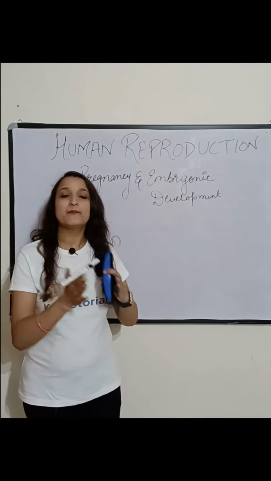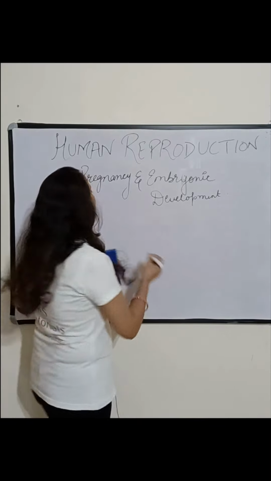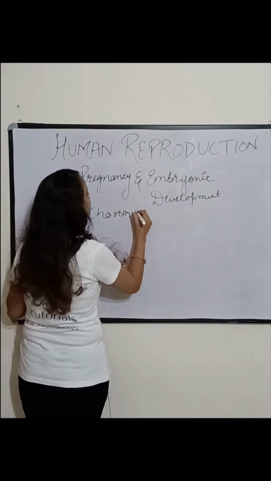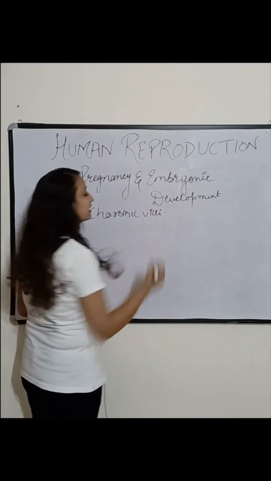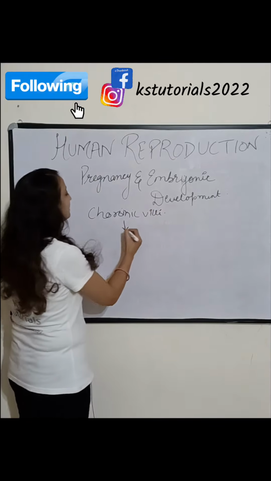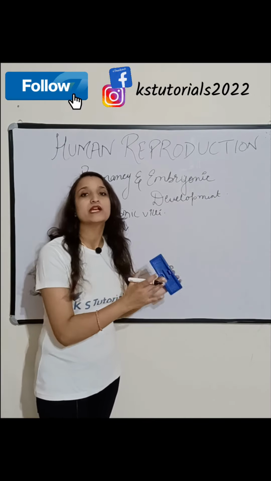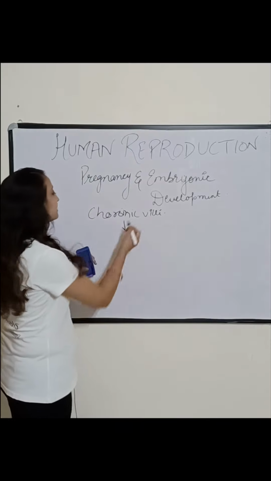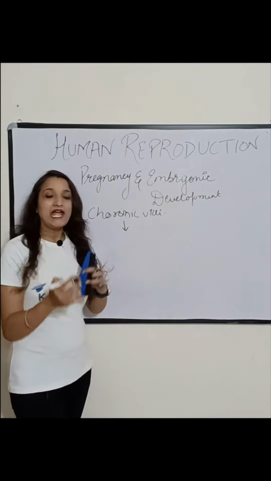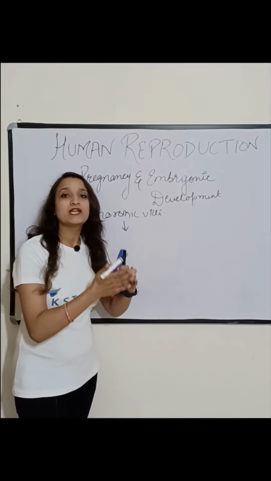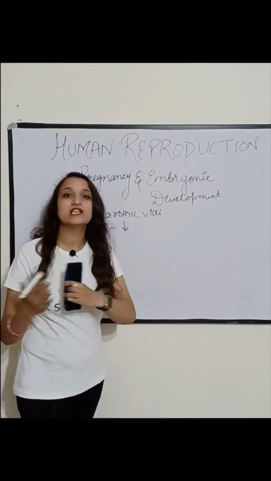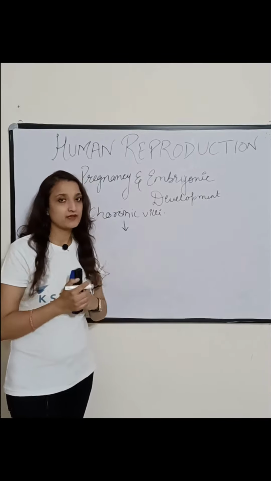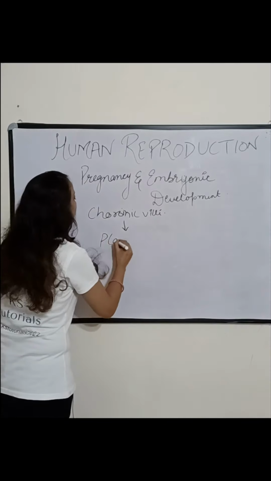Finger-like projections appear on the trophoblast. These projections are known as chorionic villi. Now these chorionic villi are surrounded by the uterine tissue and maternal blood. The chorionic villi and the uterine tissue jointly form a structural and functional unit between the developing fetus and the maternal body. This structure is known as the placenta.